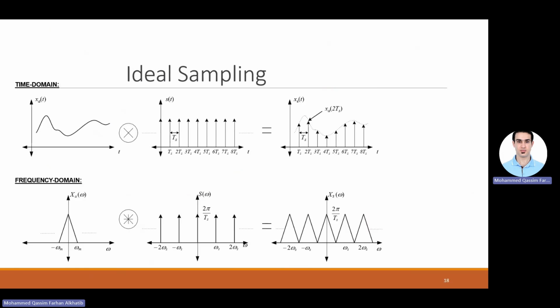Okay, let me see. There we go. All right, so this is in the time domain. Sampling in the time domain, you multiply your signal, that's the X analog, by the train of pulses, S of t. They are separated by a constant Ts. That's what we call the sampling period.